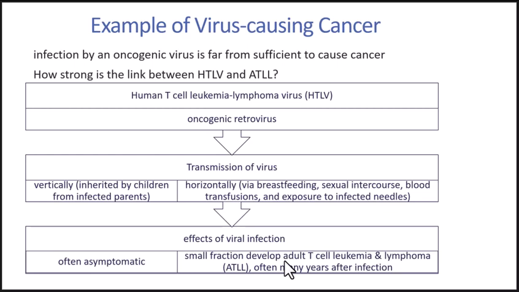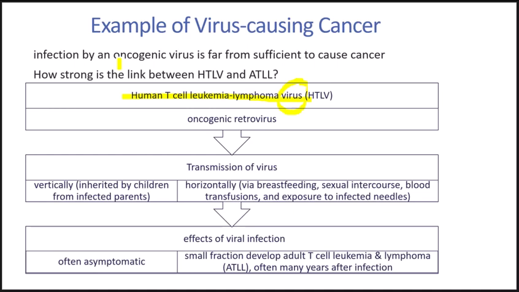Some viruses have been known to cause cancer, and the example that we're going to look at is the human T-cell leukemia lymphoma virus. So shown here, it's a virus, and as you can read at the top, infection by an oncogenic virus is far from sufficient to cause cancer. So let's break this up a little bit.